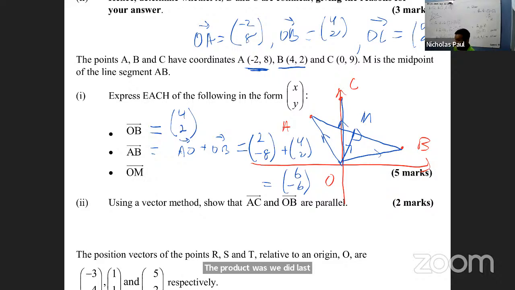Now, I'm going to pick some people. Can you post one line? I want you to find OM. We did that exactly last week. All you have to do is find it.